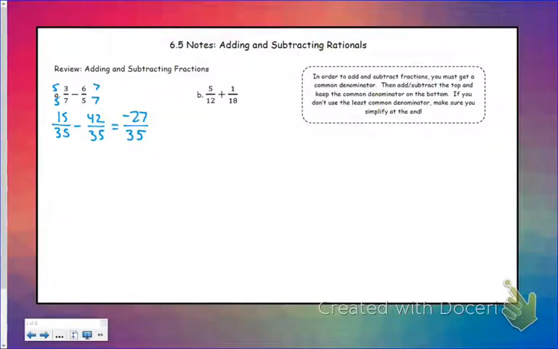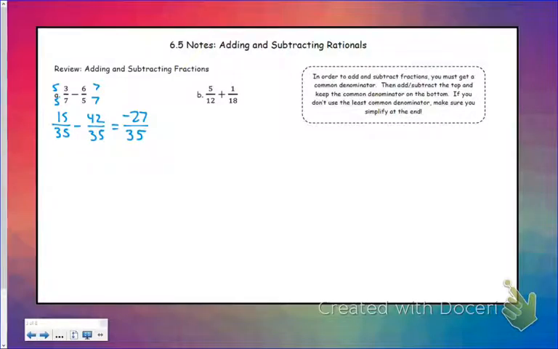Now, one thing to keep in mind, typically you learned how to find the least common denominator. There are many denominators that will work, but the least common denominator will keep this simple. What you need to make sure of is that if you don't use the least common denominator, you simplify at the end. Okay, and that's going to be important for today.